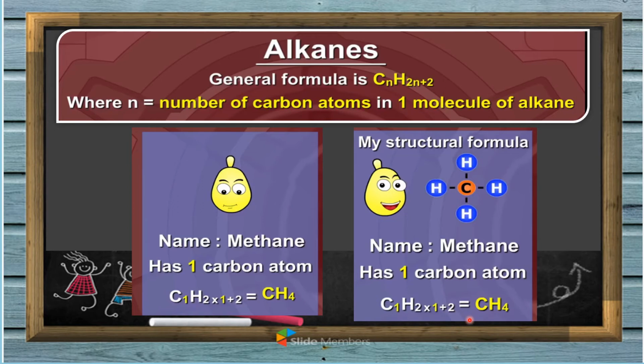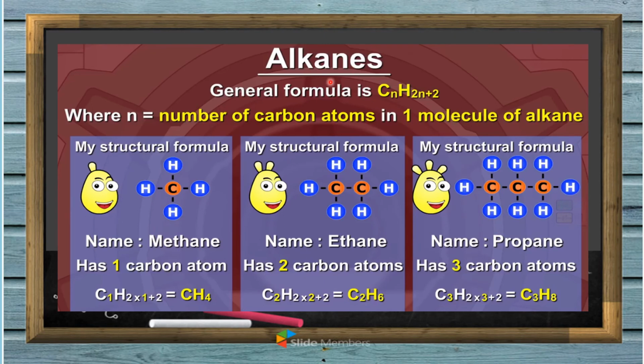So the result, C1, but there's no need to write 1 here because it's only 1. So just write letter C. Then H4. Why? Because H2 times 1 equals 2, plus 2 equals 4. So that's why we have CH4. Got it? So the structural formula of methane is one carbon atom bonded with 4 hydrogens, and this is the formula CH4, where there is only one carbon and 4 hydrogen atoms.